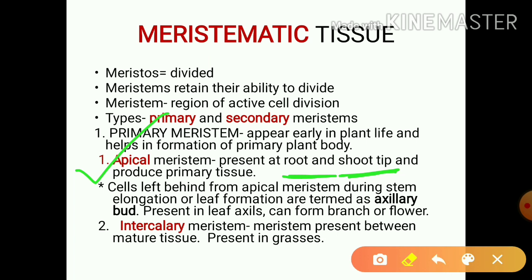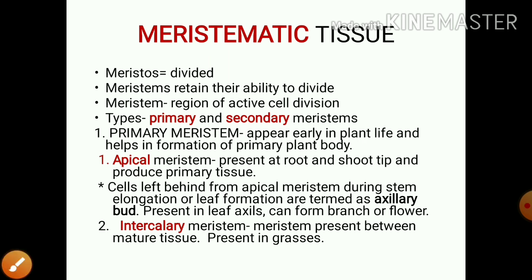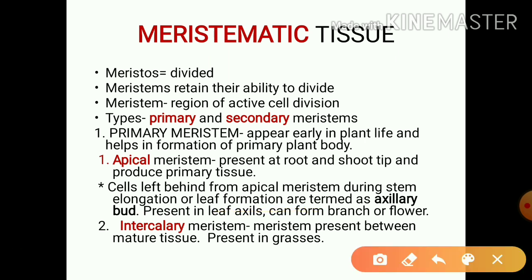And when cells are left behind from apical meristem during stem elongation or leaf formation, they are termed as axillary bud. And this bud is present in leaf axils and can form a branch or a flower.